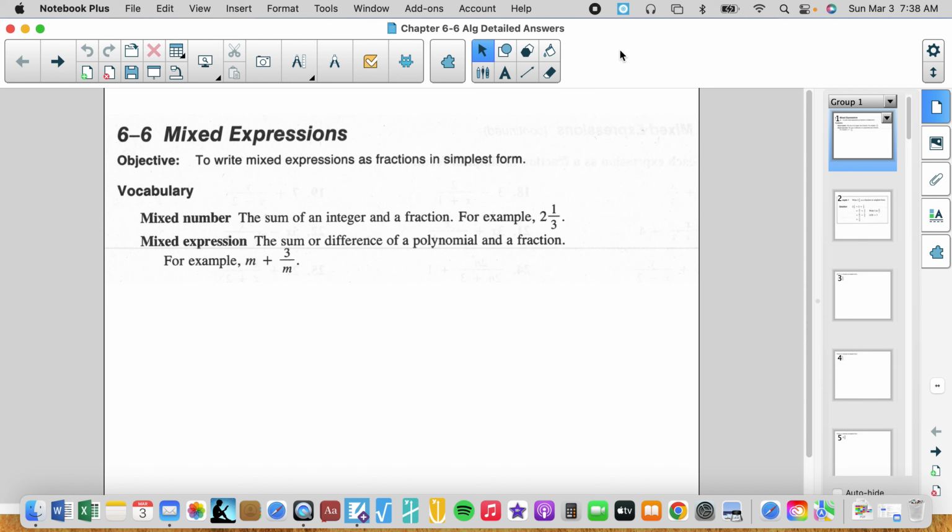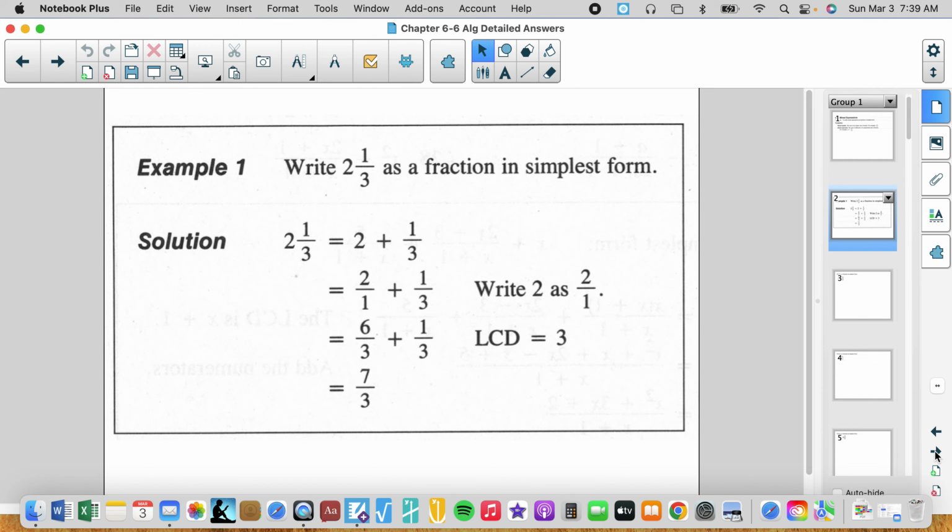This is section 6.6 from chapter 6 in Algebra 1, Structures and Method, Book 1. I like this section. I think this is a pretty cool section. I think that this, again, strengthens the foundation of fraction work, mixed expressions. It's a very interesting, neat way to deal with your fraction work. It really tests your knowledge.